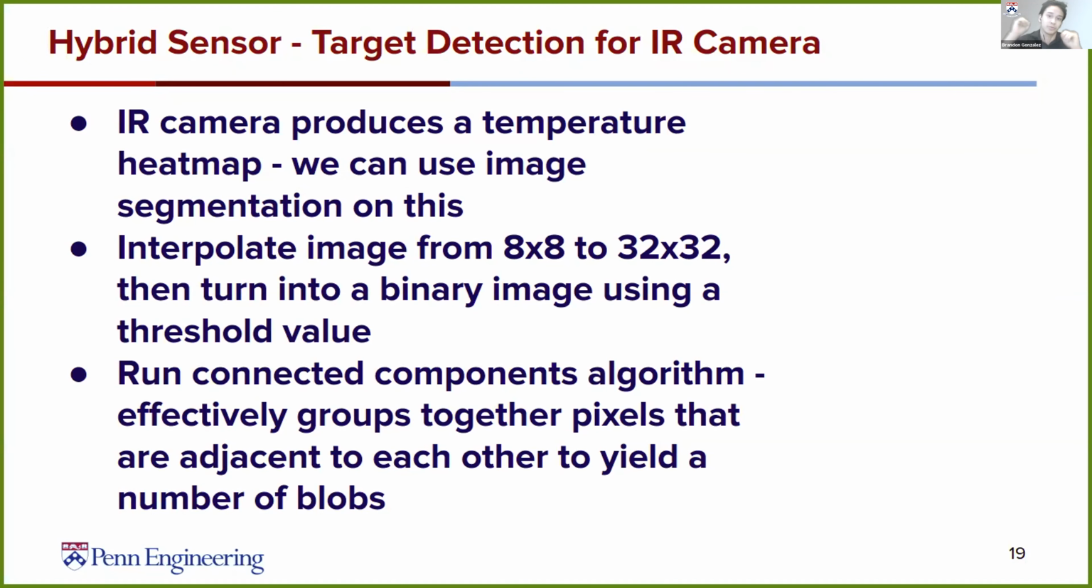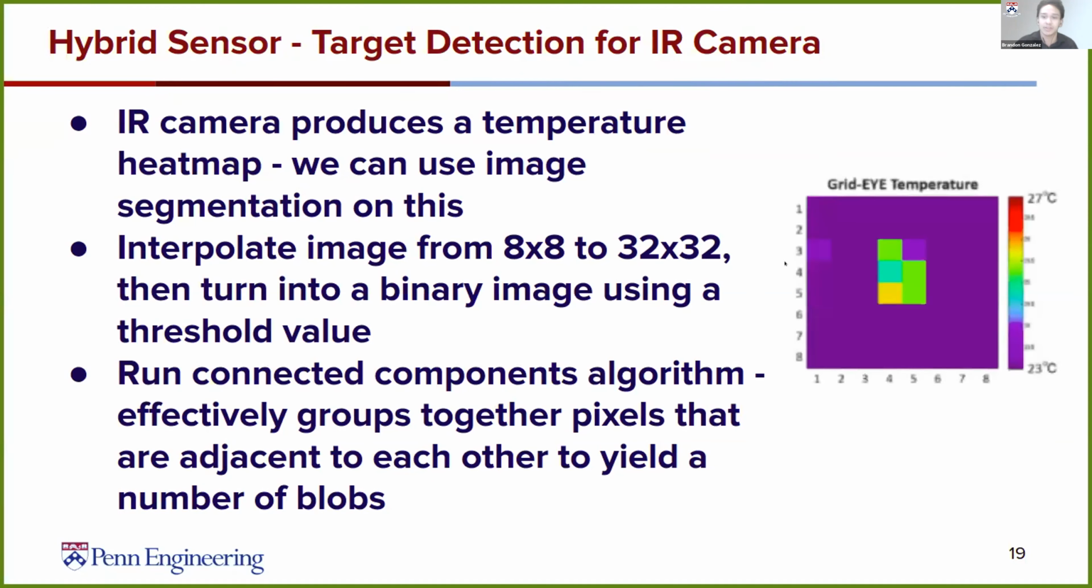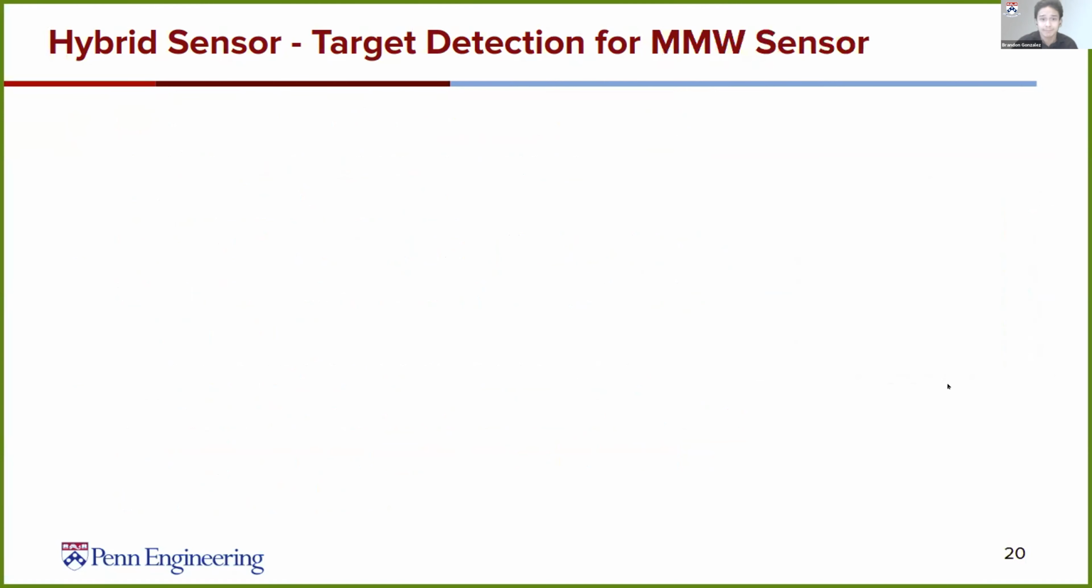So adjacent pixels are grouped together into blobs. And so this is just what the Grid-EYE reports. And then we turn that into a binary image so that we can extract the blobs from the image.